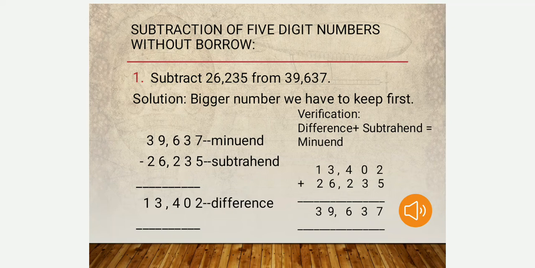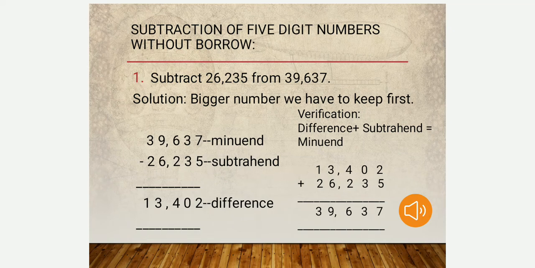So let us see the solution. You have to solve from right to left and the operator used is minus. Now let us check the answer. 7 minus 5 will be 2. 3 minus 3 will be 0. 6 minus 2 will be 4. 9 minus 6 will be 3. And 3 minus 2 will be 1. So the difference is 13,402. And this is a common and simple example.